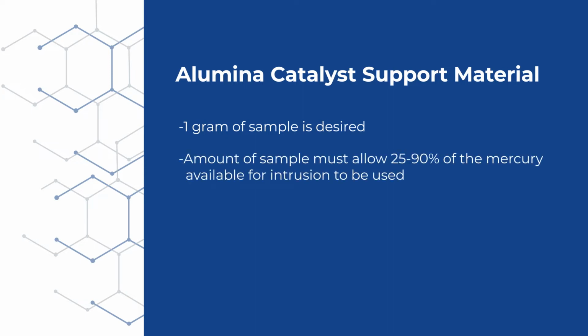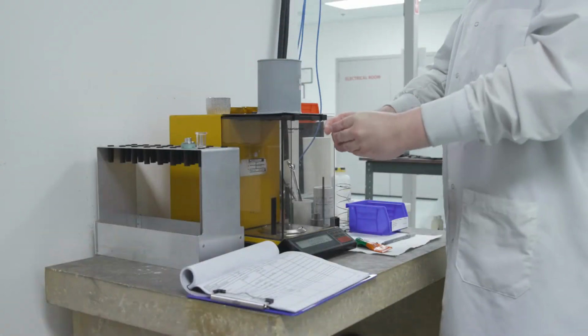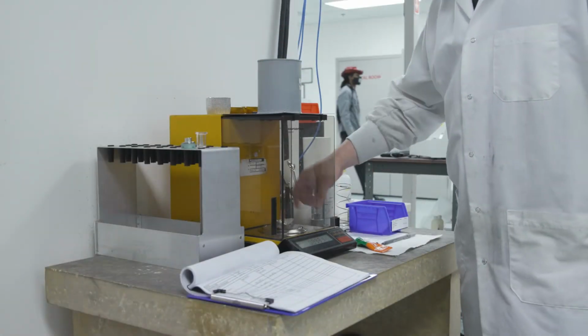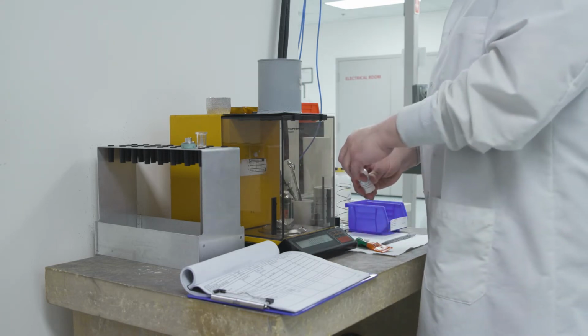We need to analyze enough sample so that 25% to 90% of the mercury available for intrusion is used during the analysis. And so the penetrometer being used helps to determine the mass of sample needed, as does the porosity of the sample. He starts with taring the balance with a weighing pan, adding the sample, and recording the mass in his laboratory notebook.